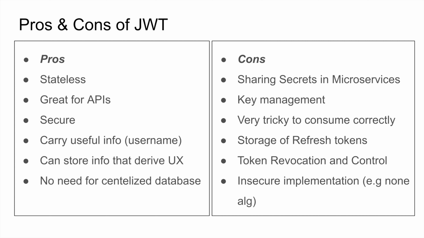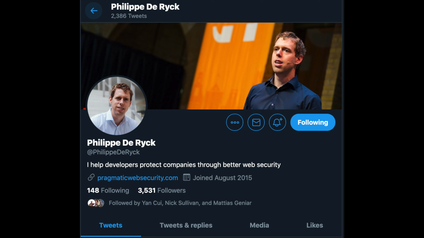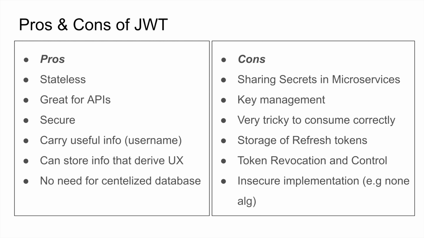And there is the insecure implementation of libraries. I took this point actually from Philippe De Ryck. I'm going to put his Twitter below, right? In his presentation, he talked about some of the insecure implementations of libraries, right? So it's like, what happens if you put none as the algorithm in a JWT, right? That's a perfectly valid token, and people did that, right? And if you did none, that means it's not really encrypted. That means the signature is empty.